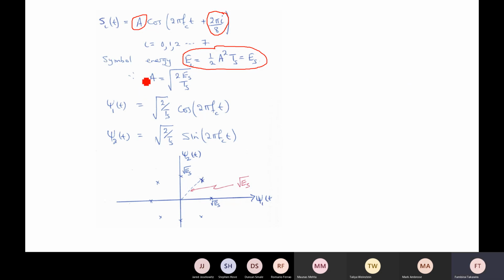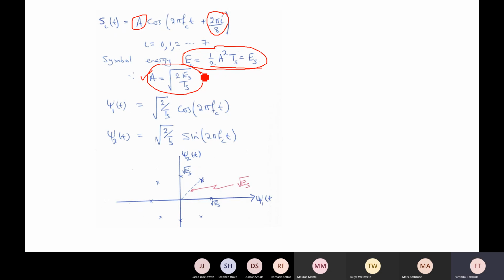If we need to write A as a function of the energy, we can just rearrange this equation here, take the 2 onto the other side, take the Ts onto the other side, and then take the square root. Then it means that the amplitude A must actually be given by root of 2 Es upon Ts times cos.